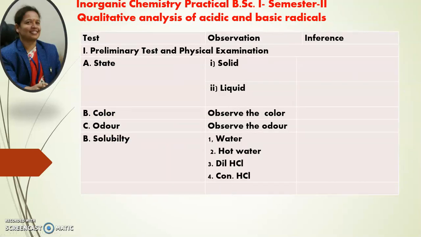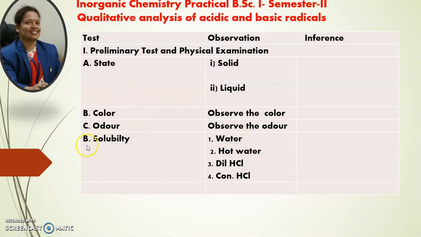Then for the basic radical, we have to perform first of all the preliminary test. That is, observe the state, whether the given substance mixture is in solid state or liquid state. Then observe the color and odor. If pink color is there, then cobalt may be present. If greenish color is there, nickel may be present, blue color, copper is present. On the basis of this, we can get a rough idea of different basic radicals. Then observe the odor of the solution. If an ammoniacal smell is there in the mixture, then definitely the NH4 positive radical is present. So these are the preliminary tests.